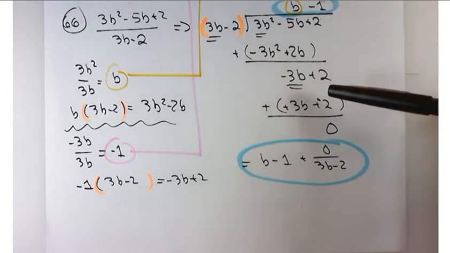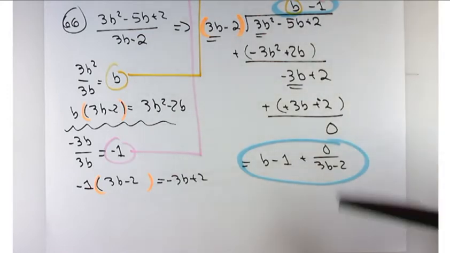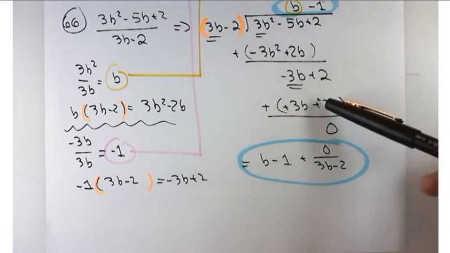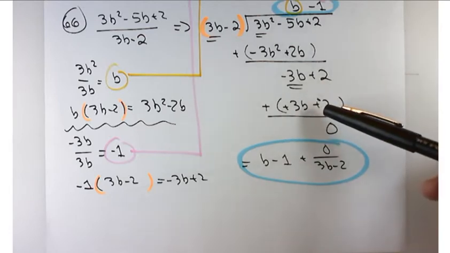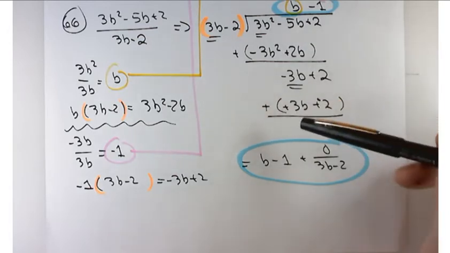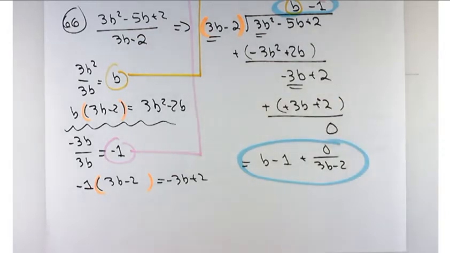Yes? When it was 3b squared plus 3b plus 2, I thought that was minus 3b plus 2, like both the same. Well, I mean, initially they were both the same, but then you had to subtract them. And when you subtract them, it changed the signs on those terms. Okay. So, good question. Other things on problem 66 here.